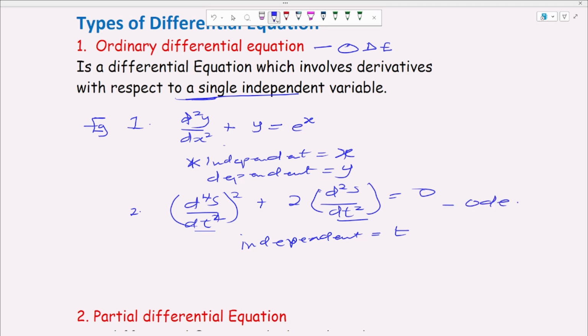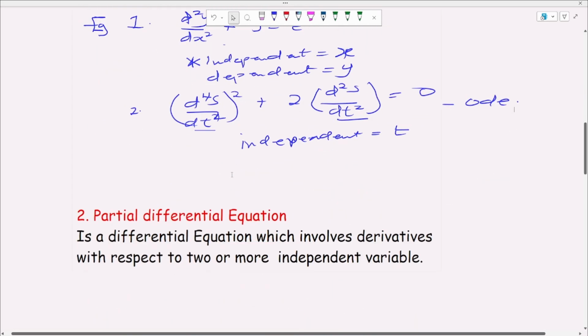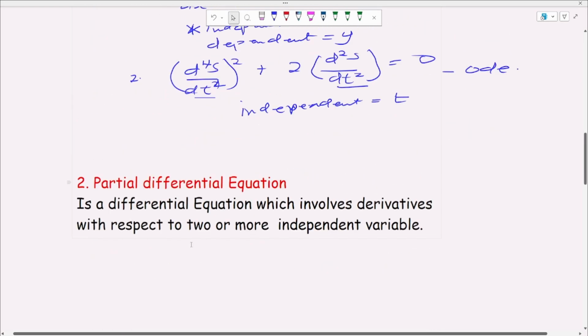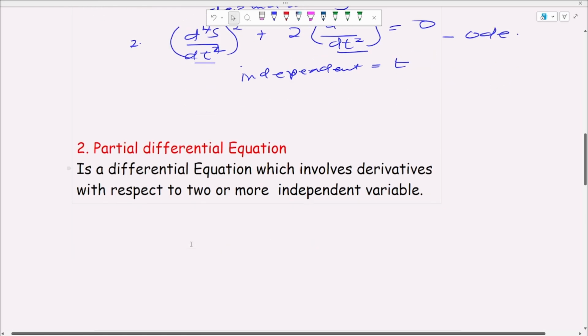So you take note. Now, the second type of differential equation is the partial differential equation. What is it? This is a type of differential equation in which the derivatives are with respect to two or more independent variables. So the independent variables are more than 1, the opposite of an ordinary differential equation.